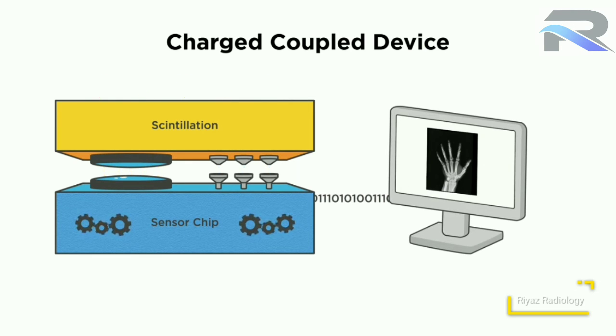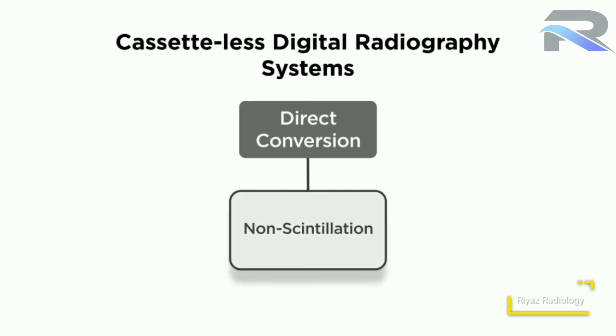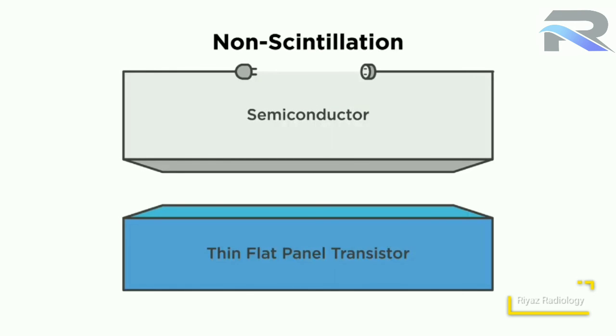The final cassetteless digital radiography system is the direct conversion radiography system or non-scintillation system. This system is comprised of an amorphous selenium-based semiconductor and a TFT. This system works by applying a high voltage charge to the top surface nanoseconds before the X-ray exposure is made. The interaction between the incident X-ray photons and the high voltage charge causes the selenium atoms to release their electrons, which are then able to be collected and processed by the TFT layer.